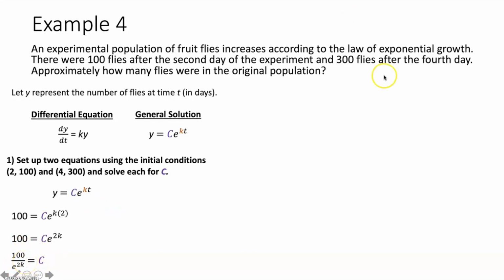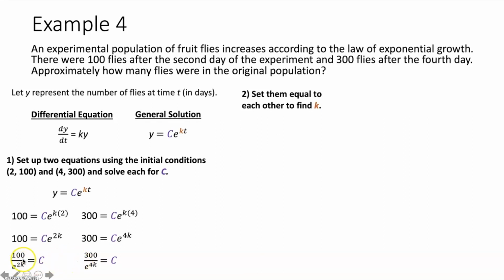Now I'm going to do the same thing with the other initial condition. I'm going to plug in 4 for my t and 300 for my y, and I solve for c. So I simplify in my exponent, divide both sides by e to the 4k, and I get c is equal to 300 over e to the 4k. Now, why did I do this? Because what I've actually done is create a system of equations where I have c is equal to this and c is equal to this, meaning I can set each of these expressions, 100 over e to the 2k and 300 over e to the 4k, equal to one another, and I can solve for k using substitution.